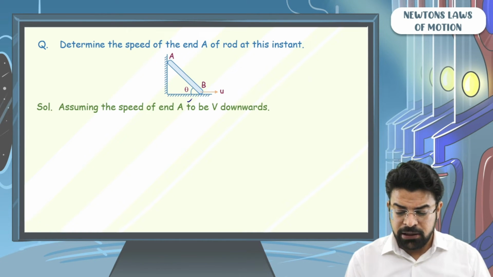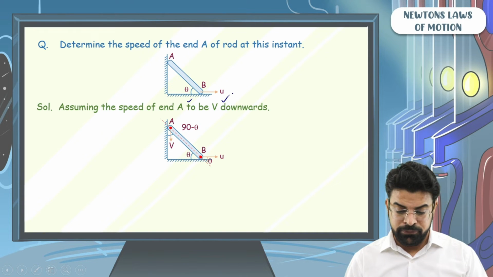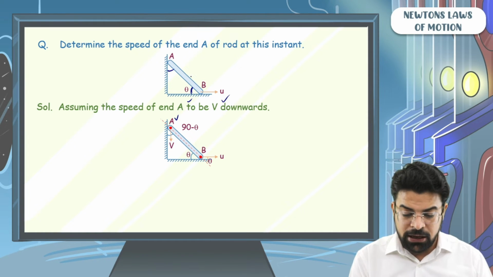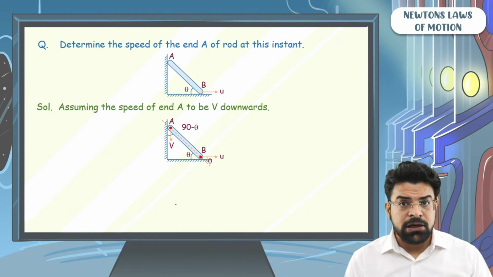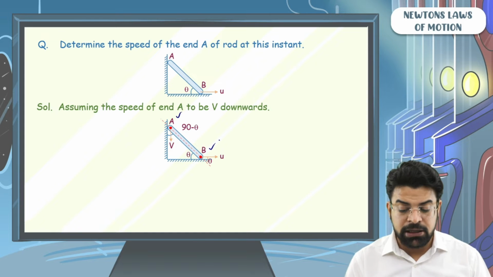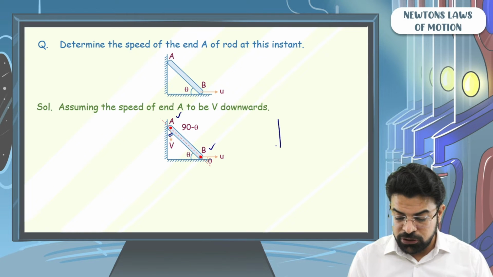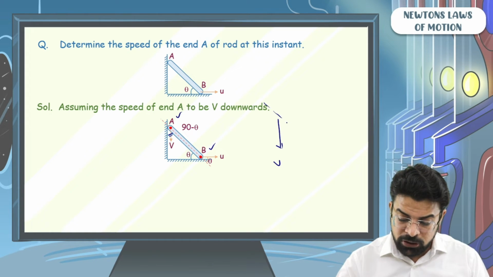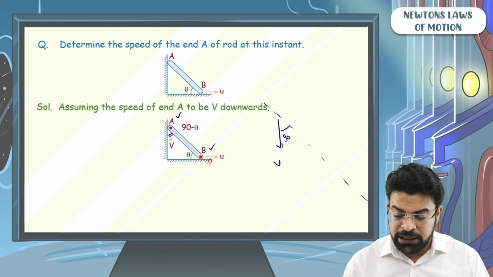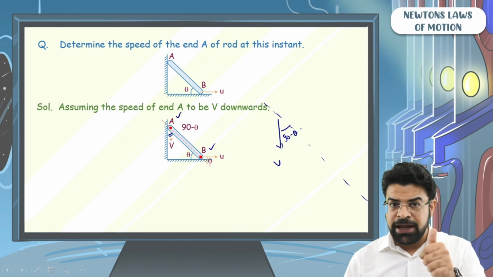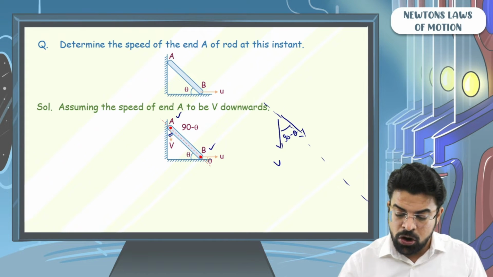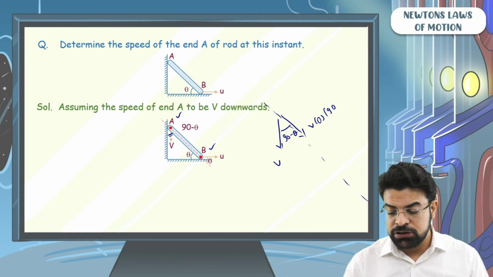Assuming that the end A has velocity v downward. If this angle is theta, this other angle has to be equal to 90 minus theta, right? Now we need to find the component of velocity of A and B along the line joining them, and we are going to equate it. The component of the velocity of A is v downward. The angle made by velocity of A with the line joining A and B is 90 minus theta. So the component of velocity of A along the line joining them will be v cos(90 minus theta), and v cos(90 minus theta) can be written as v sin theta.